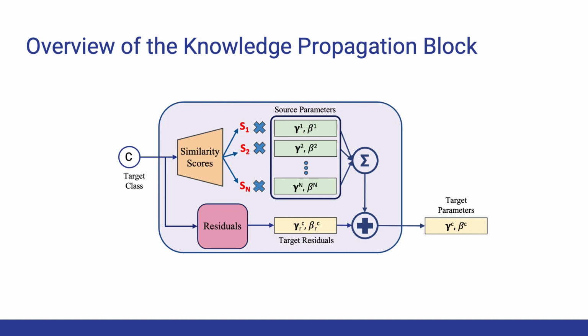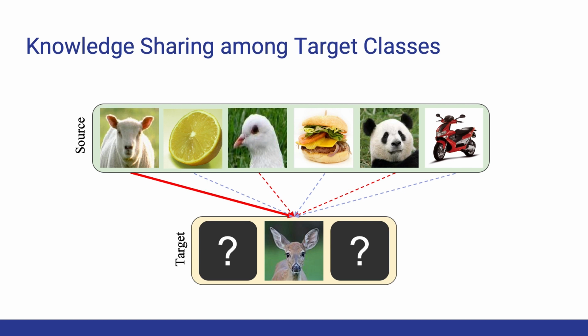In order to encourage knowledge transfer from source classes, we regularize the L2 norm of the residual parameters. We also regularize the L1 norm of similarity scores to encourage sparsity over the borrowed classes. By learning the similarity scores over the source classes, our method is able to borrow relevant knowledge from source data. However, target classes are still agnostic to one another.